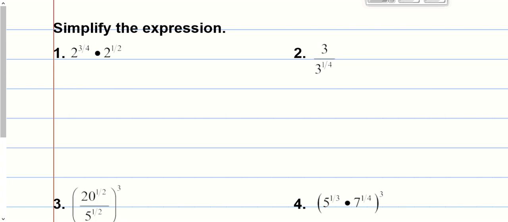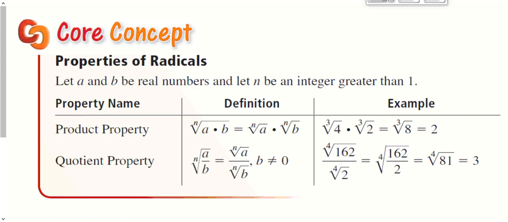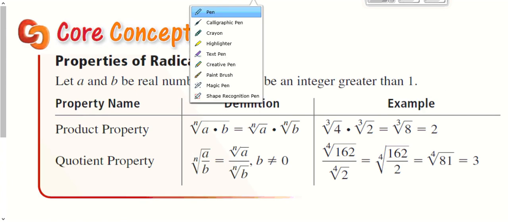All right, so we're not going to look at these yet. Don't worry about writing these down. If we need to come back to them later, we will. So here's another core concept.